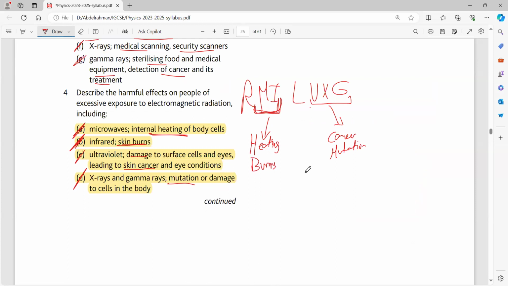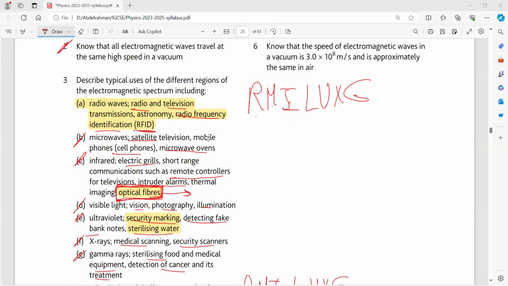Have a question? What are the uses of radio waves, or do they have none? Radio waves are used in radio and television transmission without satellites, astronomy, and radio frequency identification, RFID.